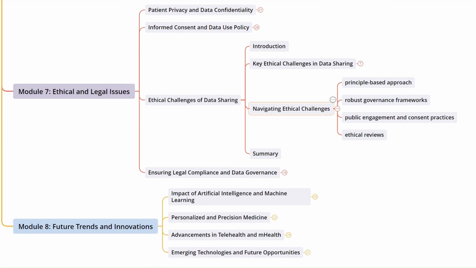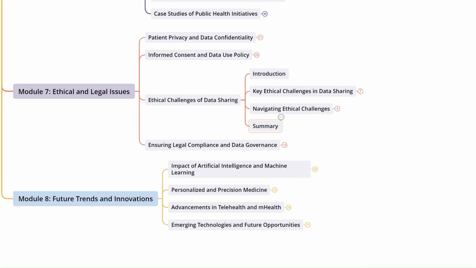In summary, while data sharing holds immense potential to advance healthcare and public health, it also raises complex ethical challenges related to privacy, consent, equity, and responsibility. Addressing these challenges requires balanced, transparent, and ethically grounded policies that respect individual rights while promoting societal benefits.